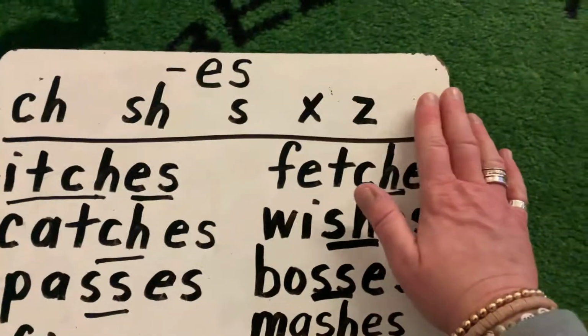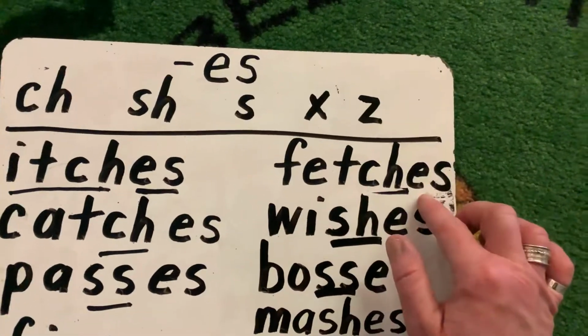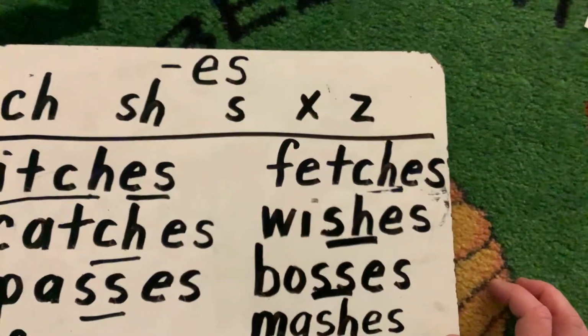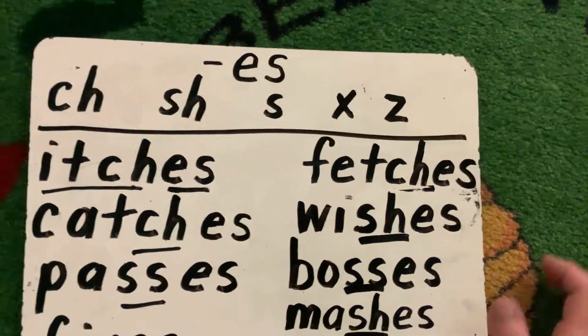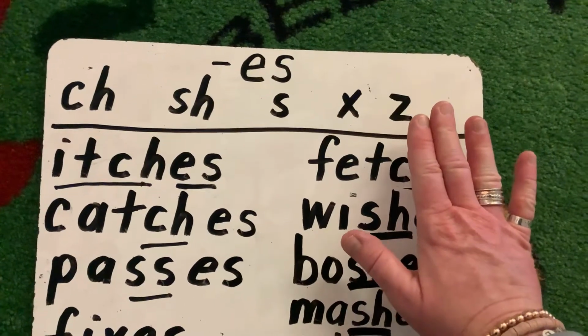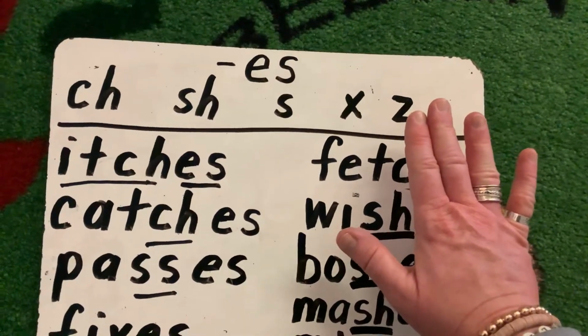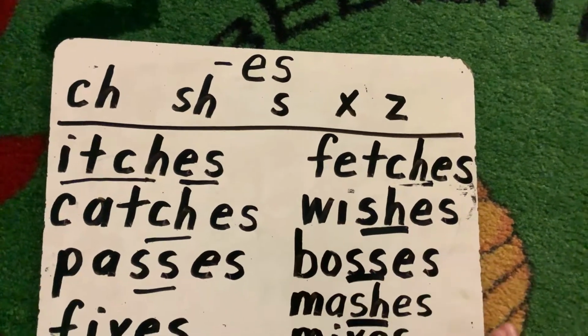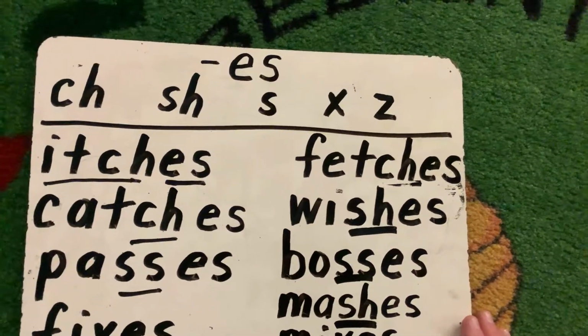Our next word, fetch, is fetches. My dog fetches the bone. He's doing it right now. Our base word, wish, wishes. I have many wishes. So that means more than one right there.